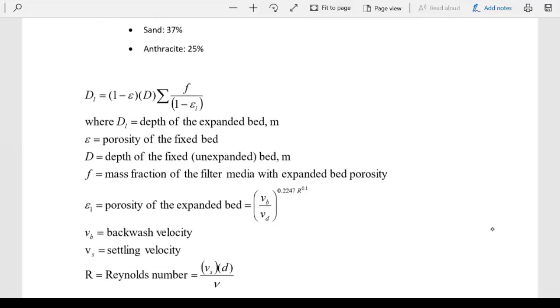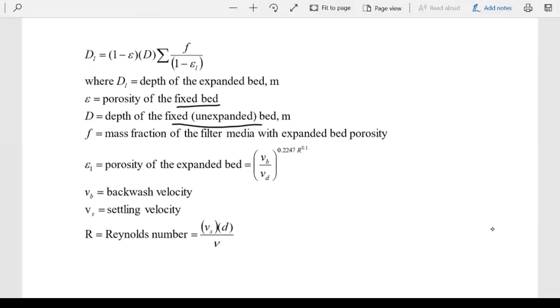The equation that we will use is that the depth of the backwash is equal to 1 minus the porosity, and this is of the fixed bed, times the depth of the fixed bed. So this is the during operation, times the summation of the filter media with expanded bed porosity. And we'll go through this calculation.